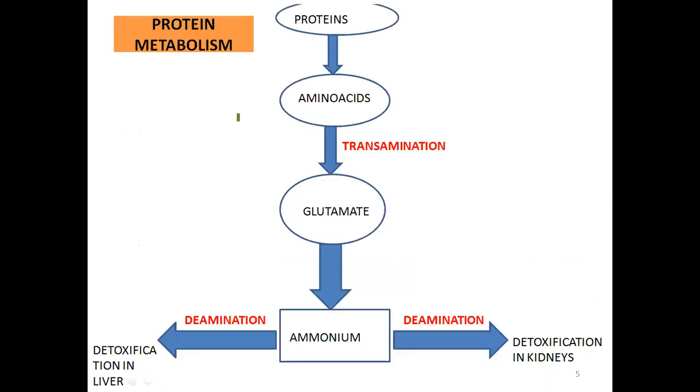Now, if you look at protein metabolism, all these nitrogenous waste products are formed due to it. The proteins get broken down into amino acids, and in almost all cells of the body, in the cytoplasm, the amino acids undergo transamination, resulting in the formation of what is known as glutamate. This glutamate, or keto acid, enters the liver, where ammonia is formed. The ammonia formed in the liver is detoxified through the formation of urea, or it can be removed through urine in the kidneys.